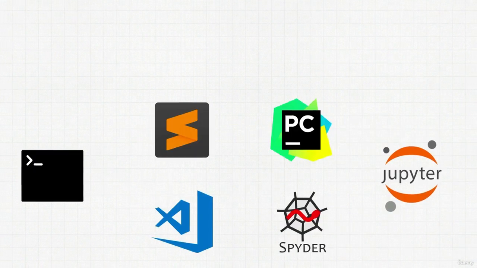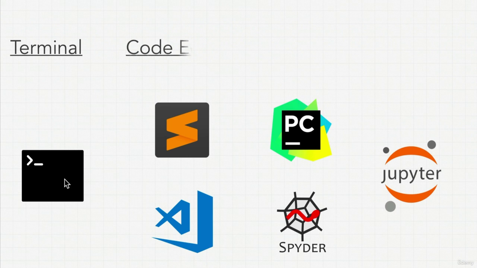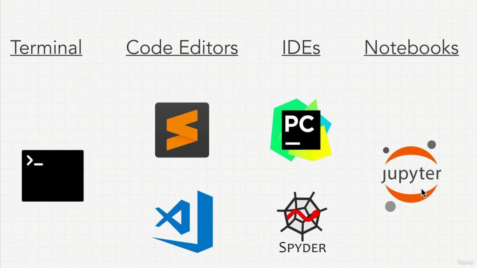We're going to learn how to have all of these set up. First, we're going to have our terminal or command line where we can run Python from right in what we call a REPL. And then we're also going to use code editors like Sublime Text and Visual Studio Code. We're also going to use IDEs, or integrated developer environments, like PyCharm and Spider. And we're also going to use Jupyter notebooks.